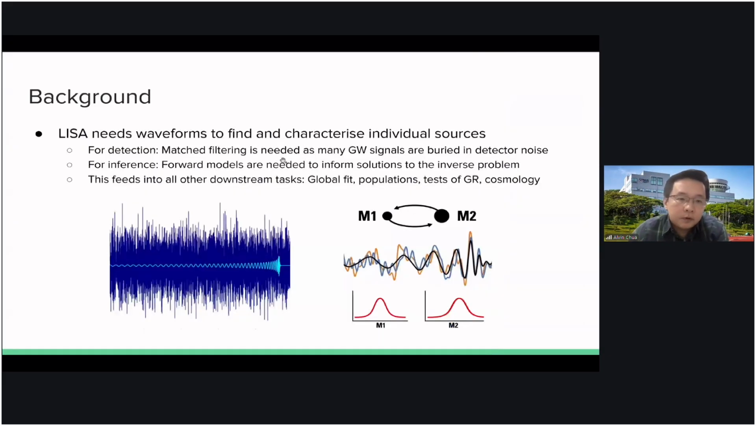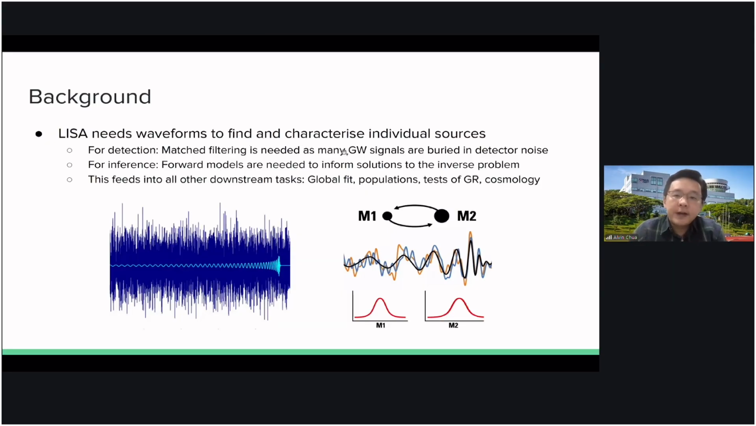As you all know from the first 2 days of the symposium, LISA is a space mission to observe the millihertz band of the gravitational wave sky. And this contains signals from a huge population of astrophysical sources. So in order to find and characterize any individual source in the data, LISA will need waveforms. These are essentially our predictions of the potential signals that we hope to observe.